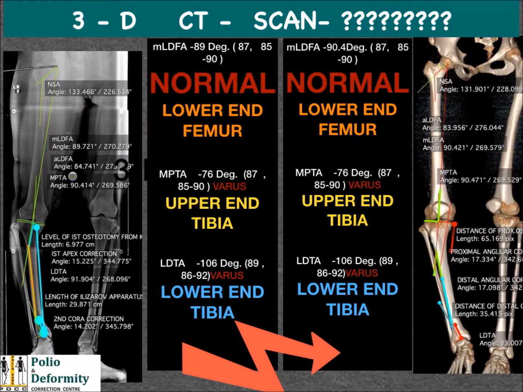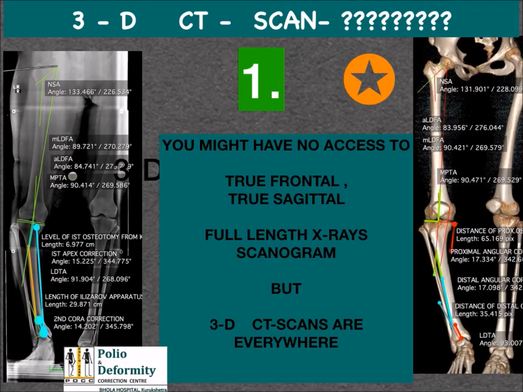You have to do your own proper scanograms and also a 3D CT scan. Why? Number one, why should 3D CT scan be done in deformity corrections of the lower limb? First is that most of the orthopedic surgeons do not have any access to the true frontal and sagittal plane images, full length x-rays of the lower limb.